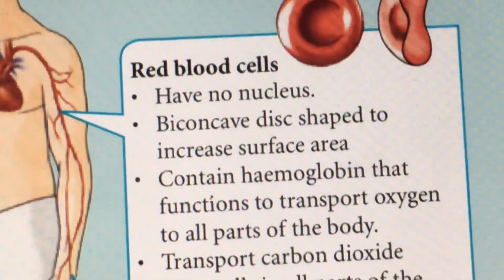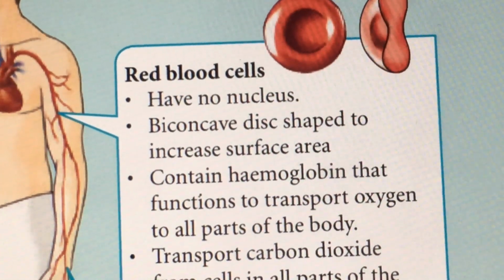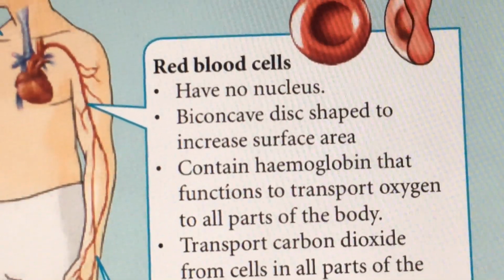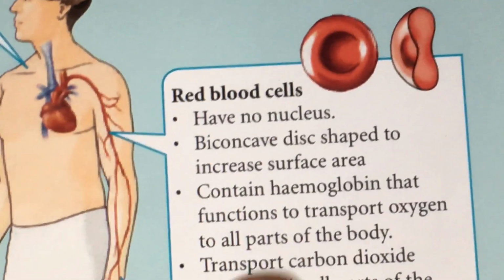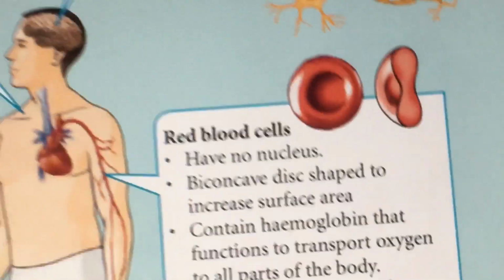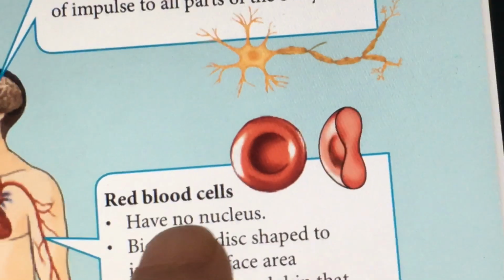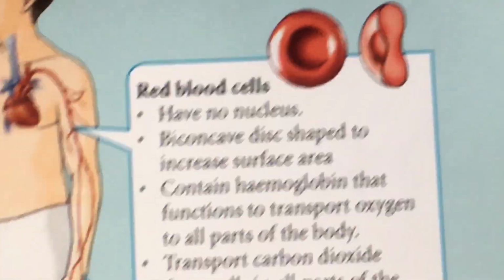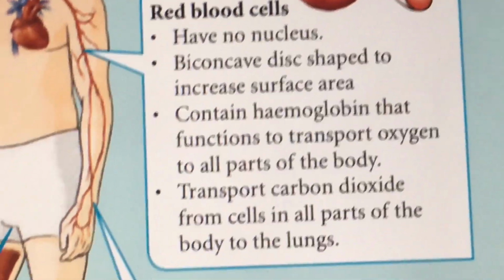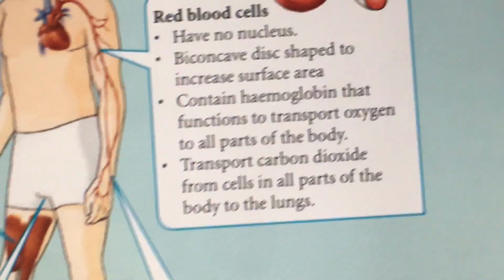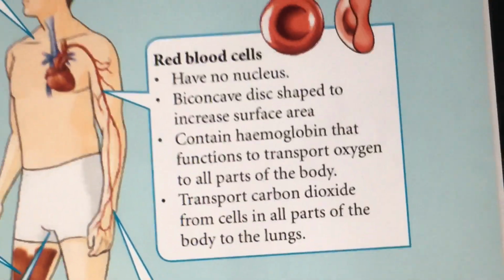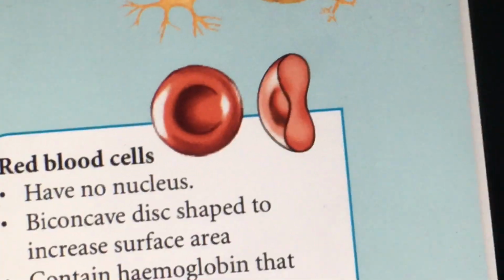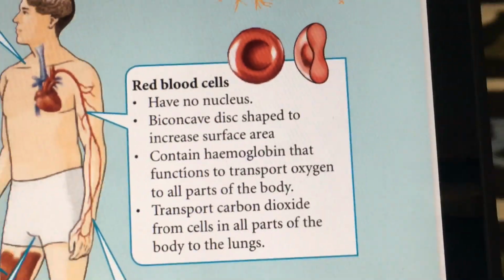Alright, and then the shape is biconcave disc to increase surface area. Okay, dia punya bentuk dia biconcave. Bi maksudnya dua, concave maksudnya melengkung. Kamu lihat sini ada satu lengkung sebelah sini dan satu lengkung sebelah sana. Jadi biconcave. Alright, contain hemoglobin that function to transport oxygen to all parts of the body. Dia ada hemoglobin di dalam ni. Dia boleh mengangkut oksigen ke seluruh badan.